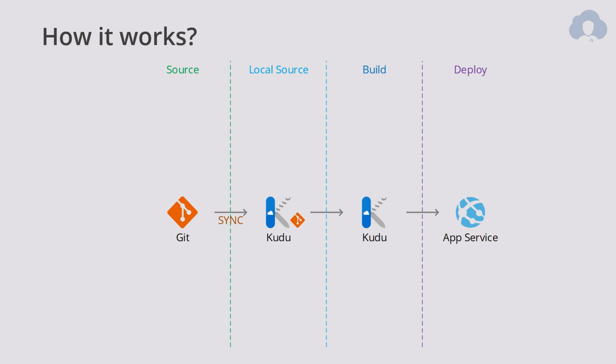Since we're using Kudu build service, it needs the code to have it locally. You need to sync the code from external Git repository into local repository on Kudu itself, so that Kudu build service can build the code locally and deploy it to your app service. Everything happens locally, so there's no traffic other than the syncing process.